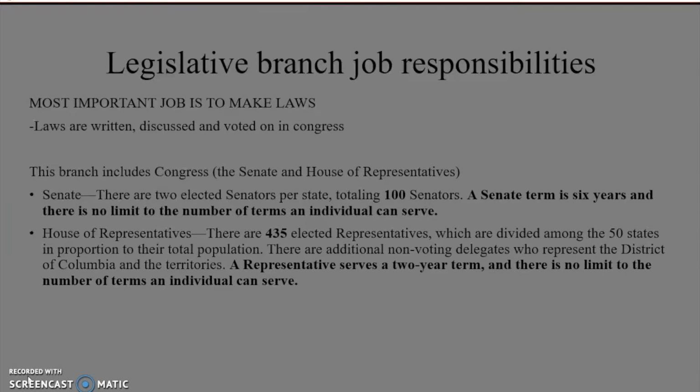House of Representatives. There are 435 elected representatives, which are divided among the 50 states in proportion to their total population. There are additional non-voting delegates who represent the District of Columbia and the territories. A representative serves a 2-year term, and there is no limit to the number of terms an individual can serve.